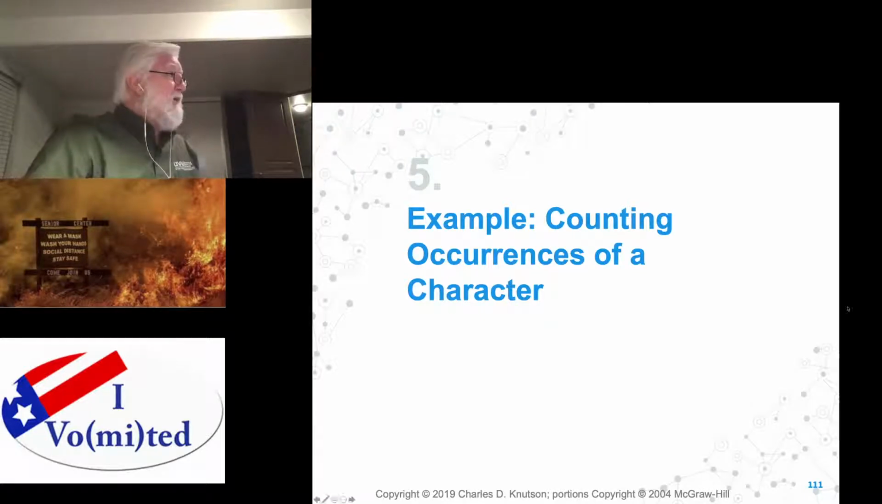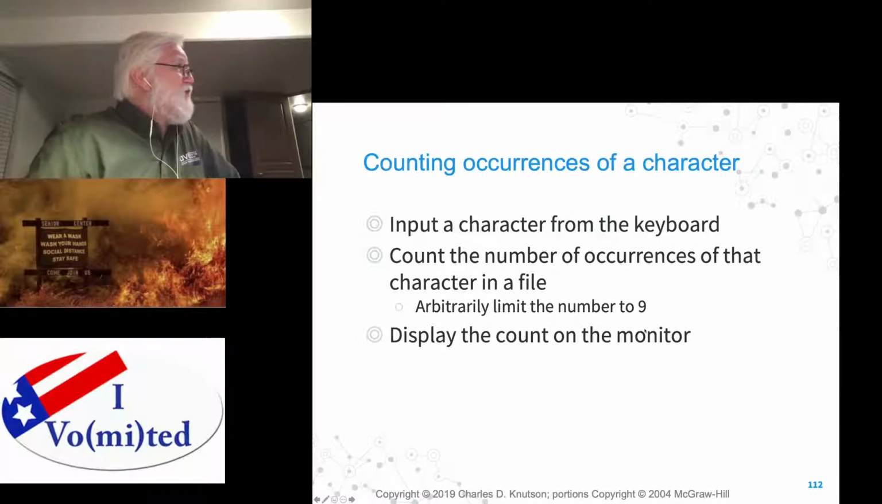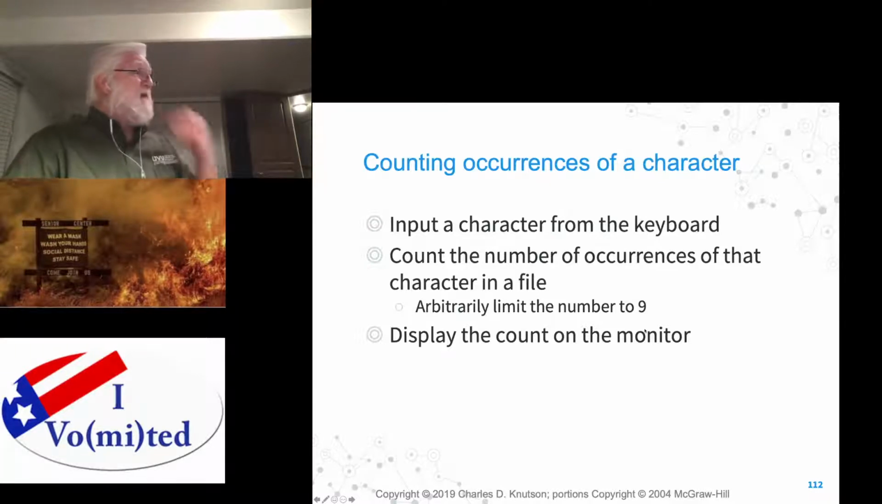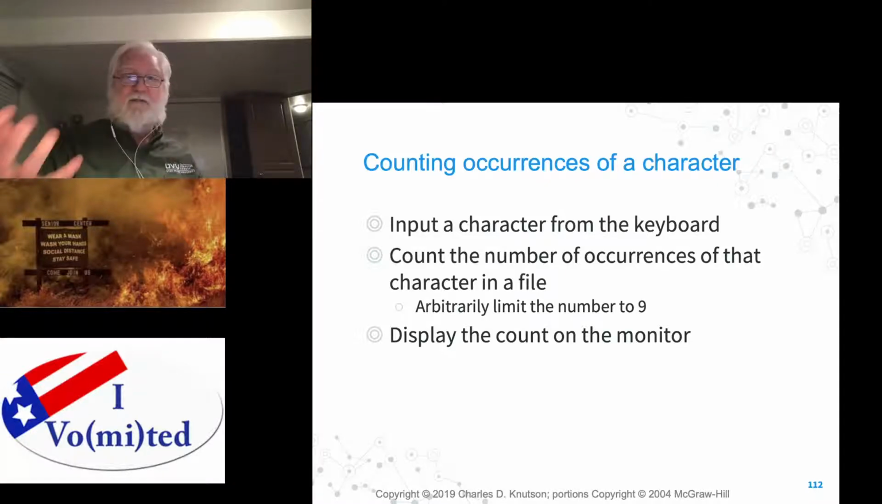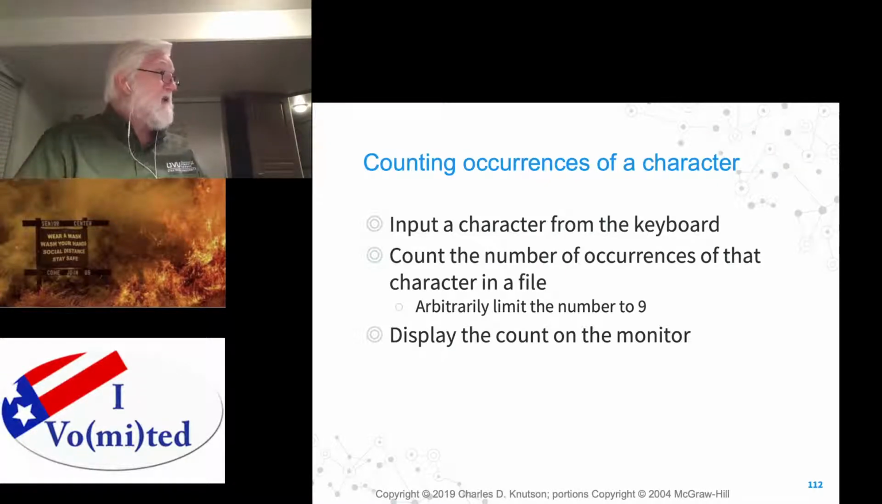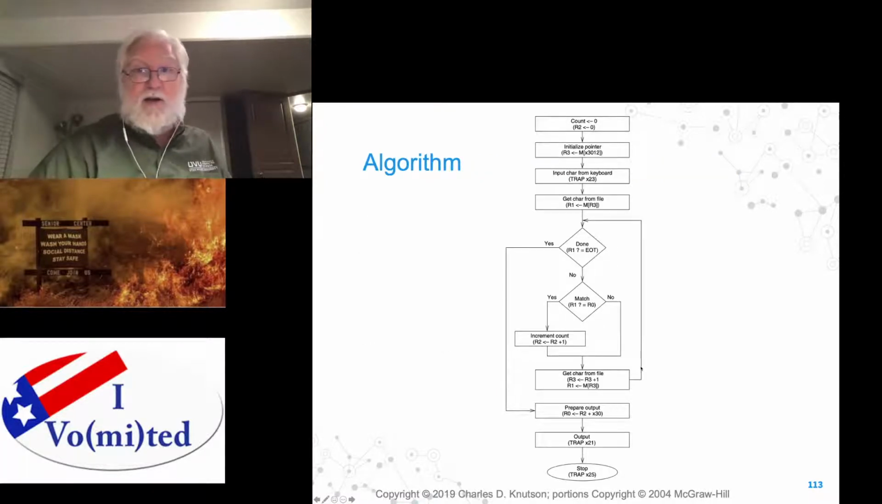But we're going to look at counting occurrences of a character, which also sounds like some cool alliteration. The idea is you input a character from the keyboard, and then you look at a file and count how many times that character occurs in the file. Then we're just going to display that count. We're going to limit the number to 9, just arbitrarily. And this is it.